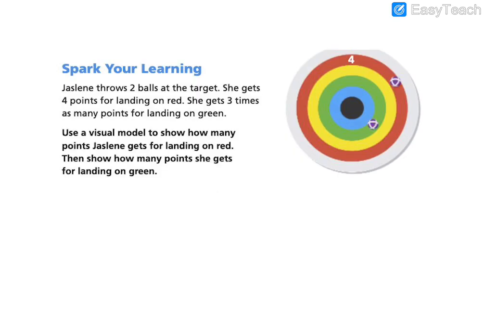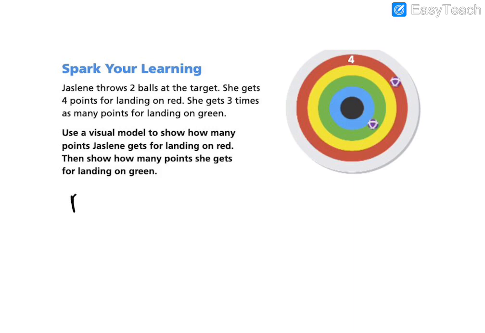All right. Jasleen throws 2 balls at the target. She gets 4 points for landing on red. She gets 3 times as many points for landing on green. Use a visual model to show how many points Jasleen gets for landing on red. Then show how many points she gets for landing on green.